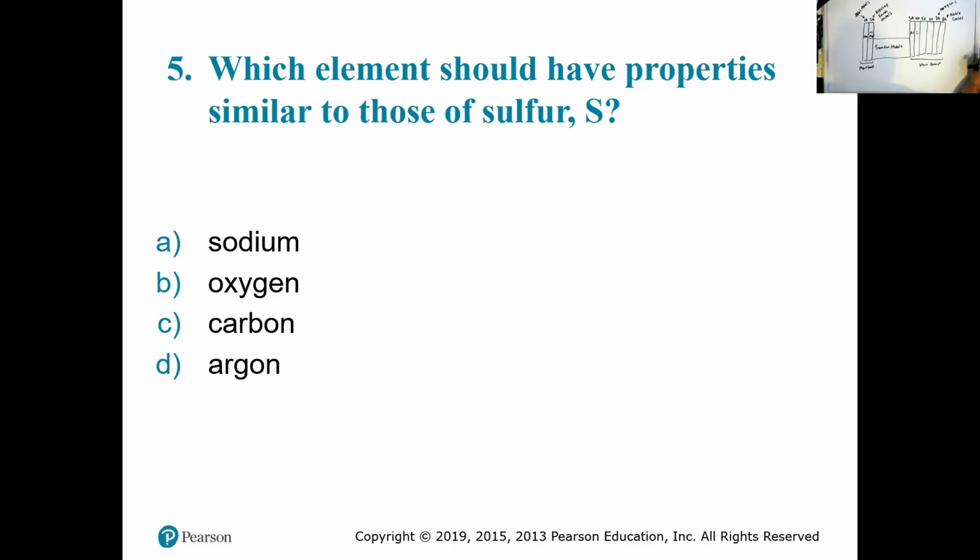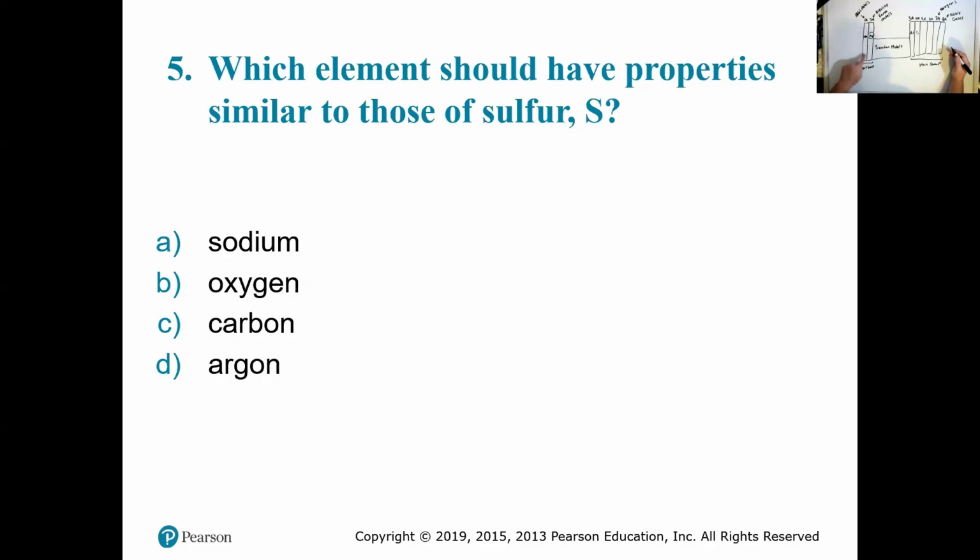Which says, which element should have properties similar to those of sulfur? So here they're asking you to remember where the similarities on the periodic table are going to occur. Are they going to occur with elements that are in the same row, or are they going to occur with elements that are in the same column? Okay. And just like the way that we've grouped these elements and we've said everything in column 1 is an alkali metal, everything in column 2 is an alkaline earth metal.